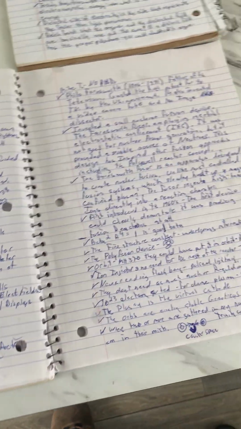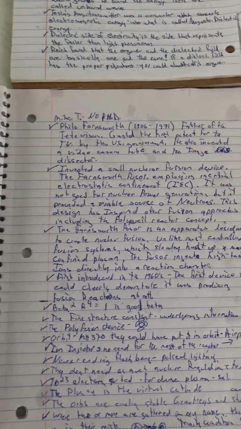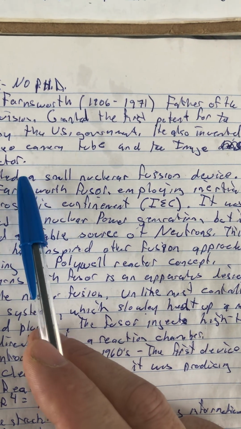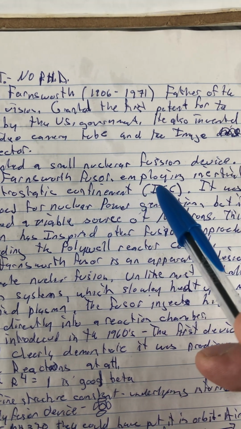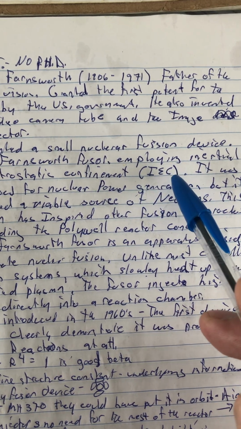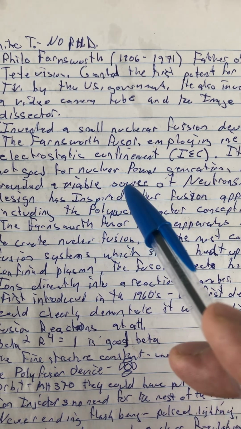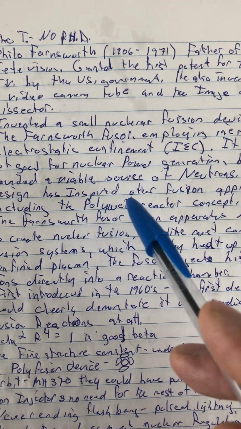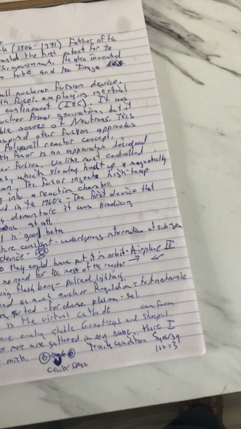So Farnsworth came up with this other deal called the Farnsworth fusor. He invented a small nuclear fusion device, the Farnsworth fusor, employing inertial electrostatic confinement, IEC. It was not good for nuclear power generation, but provided a viable source of neutrons. This design has inspired other fusion approaches, including the Poly-well reactor concept.